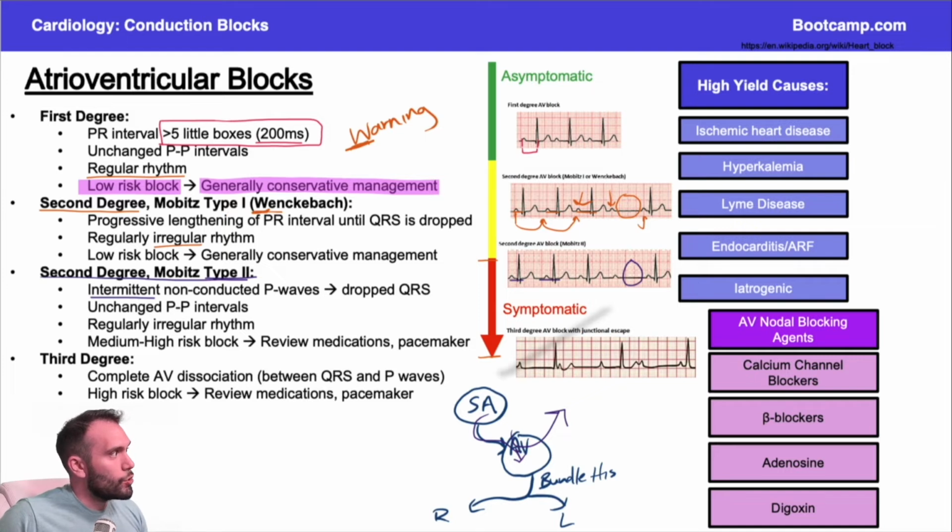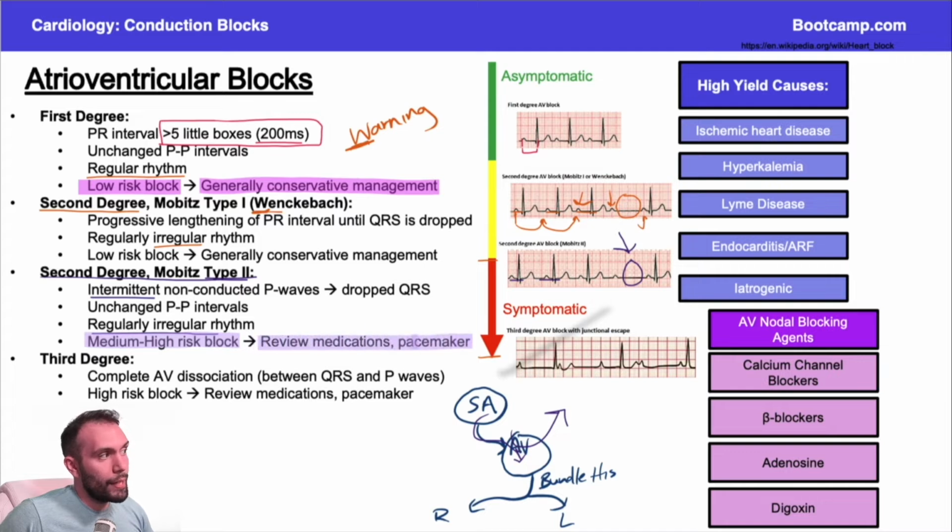And again, this is also a regularly irregular rhythm because usually these beats can drop at the same place. So we might have 3 normal beats and then we drop a beat. Okay, so again, regularly irregular tends to be the type 2 block. And you can see here that this is more of a medium risk to high risk block. And so that's why these tend to be treated more aggressively.